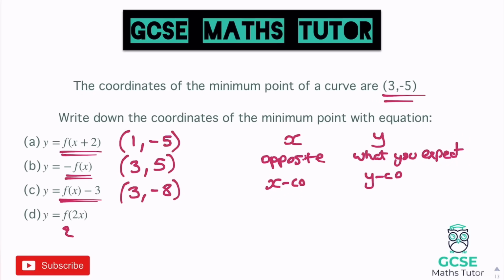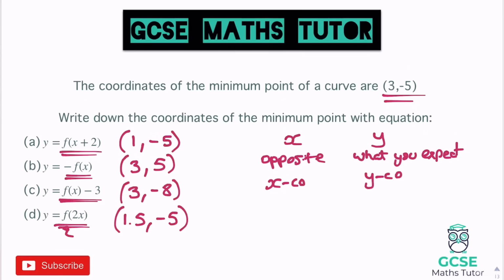And on to the last one. We've got 2x in the bracket. Okay, for this one, it does affect x because it's inside the bracket next to the x, but that means it does the opposite of what you'd expect. That means 2 times x, so you would expect that to double the x coordinate, but if it does the opposite, it halves the x coordinate. The opposite of timesing by 2 is dividing by 2. So instead of it being 3, it would be 1.5, and it doesn't affect the y coordinate, so it would be minus 5. There you go.